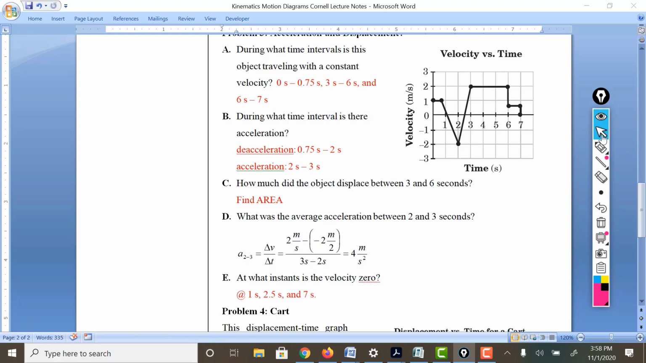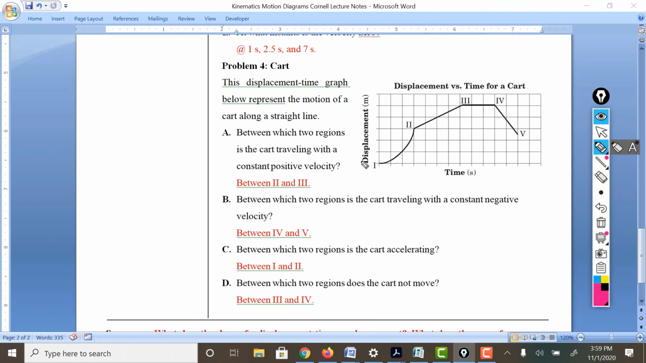At what instance is the velocity 0? Well, we got one right here at 1 second, one here at 2.5 seconds, and one right here at 7 seconds. We're going to return back to displacement versus time. No numbers this time. We have different regions. Recall, for example, when it flatlines, that means the displacement is constant. And then if there's a slope, then it's moving. So we know this would have a velocity between 2 and 3. And between 4 and 5, there would also be a velocity, but it's going downwards. This probably would be a negative velocity.